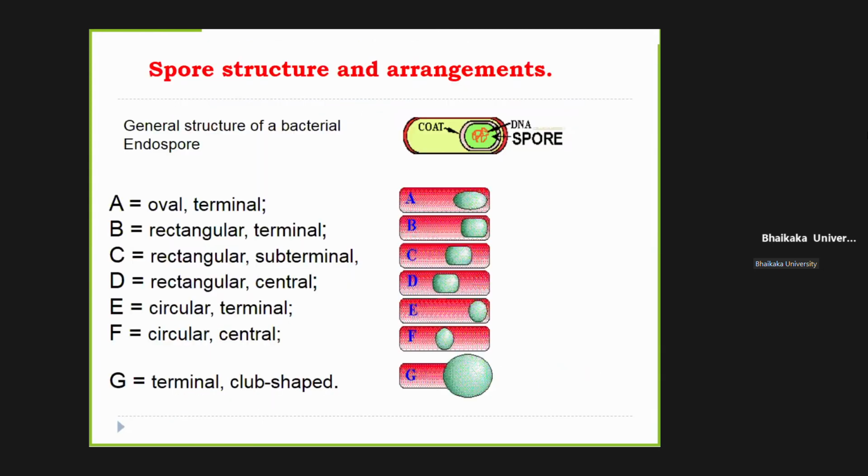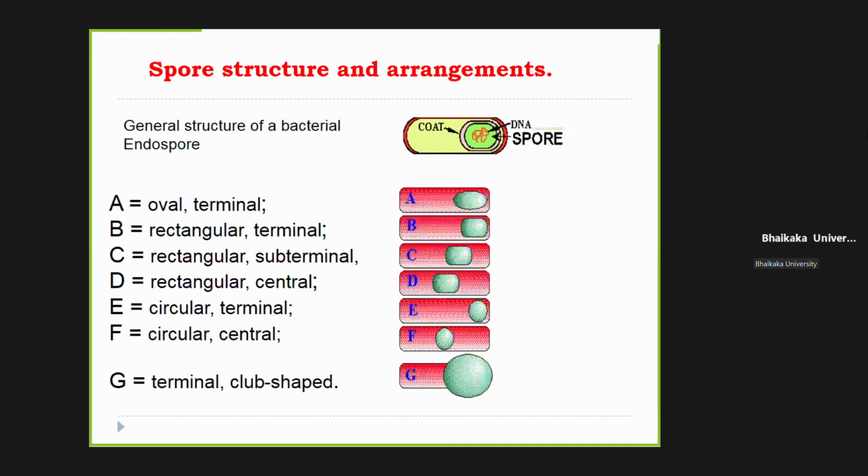Now the structure and arrangement, or the shape, of the spore. Spores may form in a central or subterminal position, or terminal. These are the categories. Here you can see in A, the spore shape is oval and it is situated terminally. In B, the spore shape is rectangular and it is also situated terminally. In C, the shape remains the same, but the arrangement is subterminal.